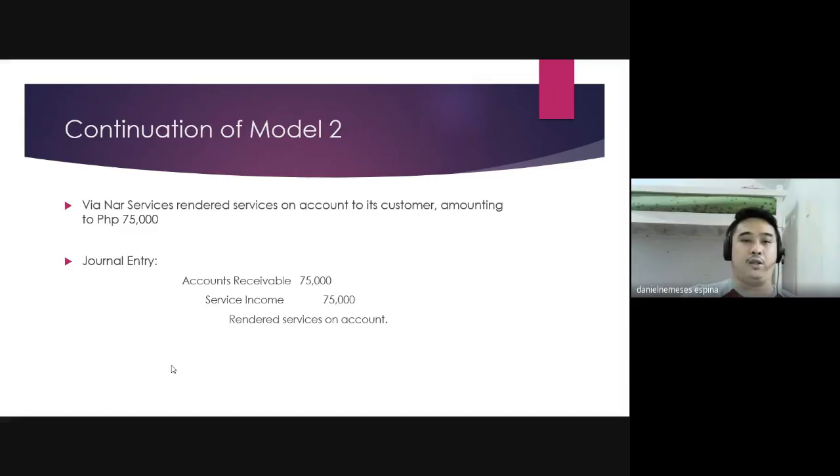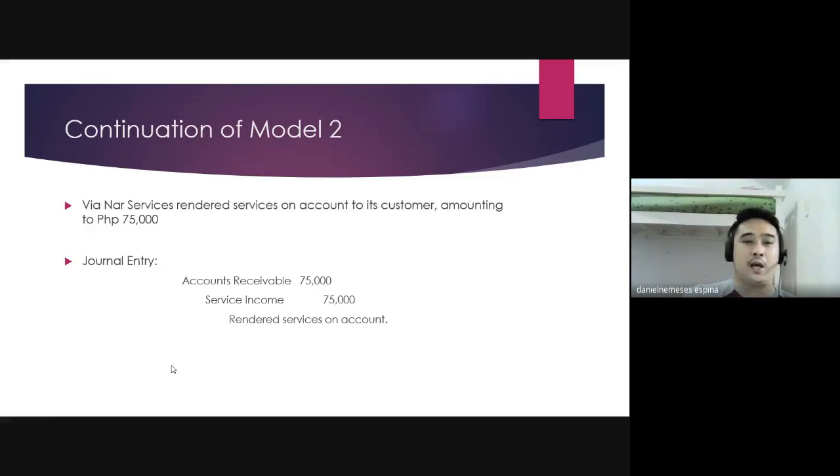Okay, another revenue. VNR rendered services on account to its customers amounting to 75,000. So take note of the words on account. What does on account mean? Services rendered but not yet paid. Services on account, okay, very good. I think some of you already know this in accounting. So on account means this is collectible from customers.